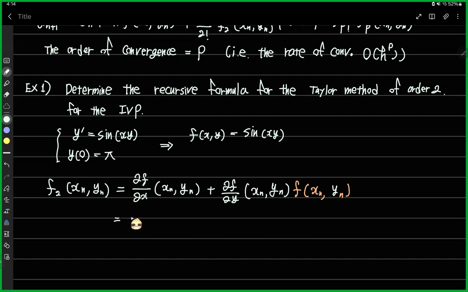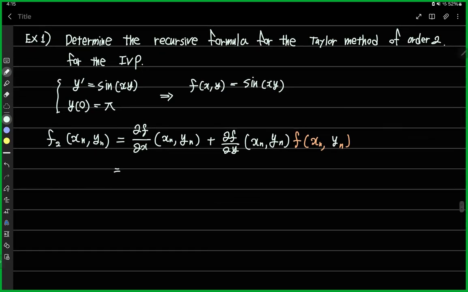What's that? Just cosine xy? Y times cosine xy? What about, really? We need to figure out this one, partial f, partial x equals a partial f, partial y, right? We need to figure out that first.